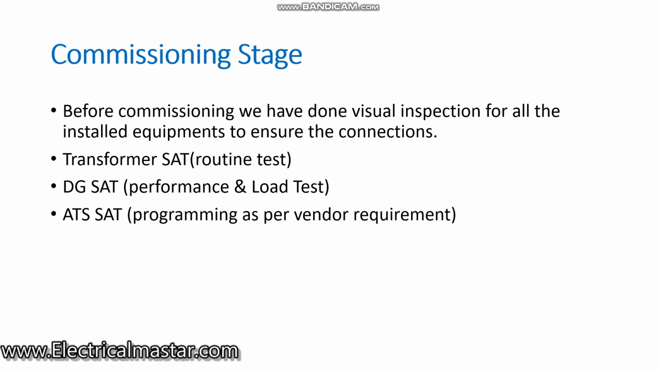And third is the ATS SAT. Once we start the transformer and DG, the ATS should be programmed. As per the requirement, we program all the ways. The ATS is connected with the main supply transformer, so whenever the transformer fails, the ATS will give the command to start the generator and change over the load to the generator. The ATS also has a lot of alarm functions and protection alarms. Those alarms are also verified in the ATS commissioning.